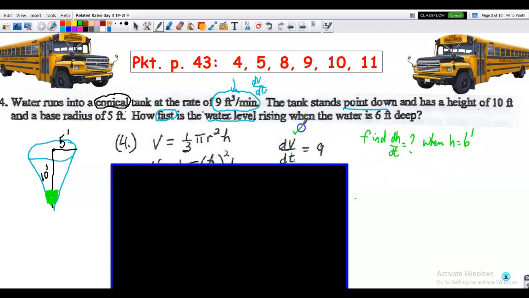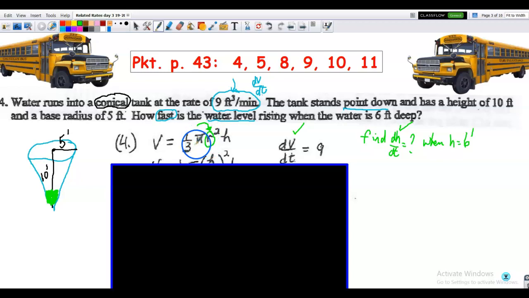So if I know dV/dt and I'm trying to find dh/dt, then the r is a problem. Because if I find the derivative of this formula, I will have to use the product rule. And when I find the derivative of r squared, I will introduce a dr/dt into this problem. And I don't know dr/dt. I don't have any way of calculating dr/dt. So that would give me too many unknowns. Since I don't want a dr/dt in the problem, I need to get rid of this variable. Somehow I've got to replace this variable with something.